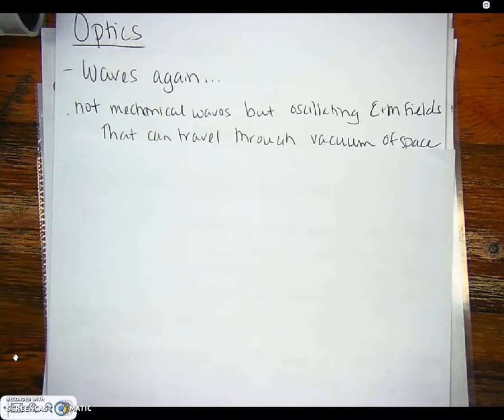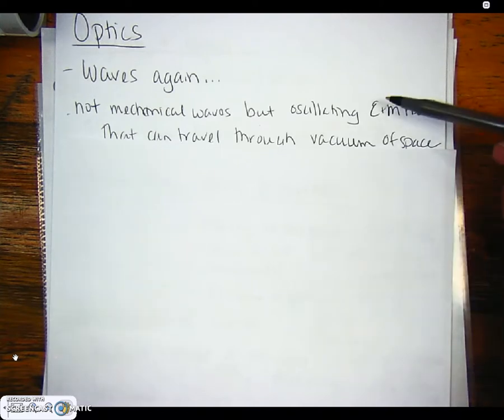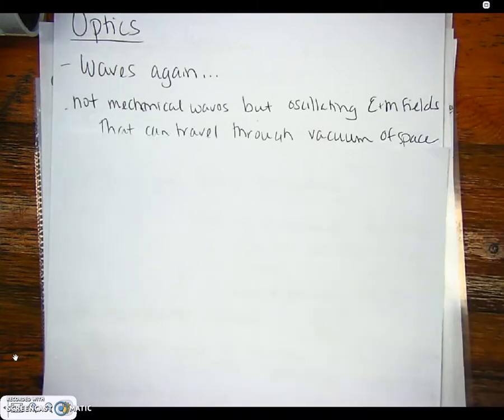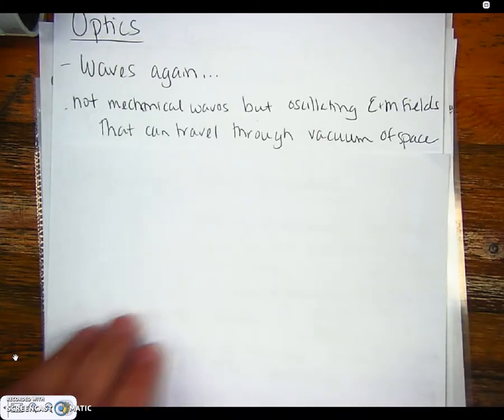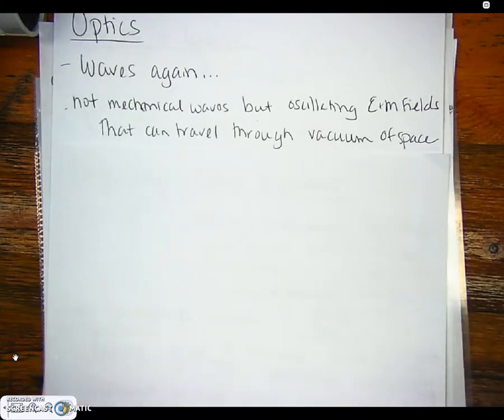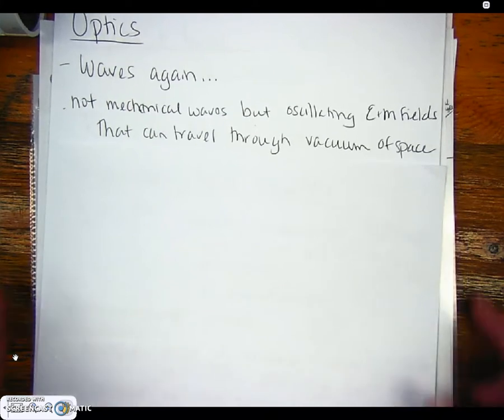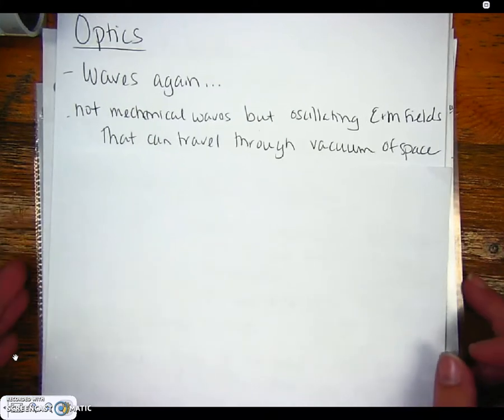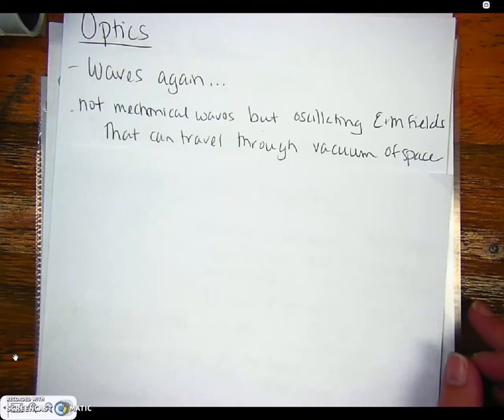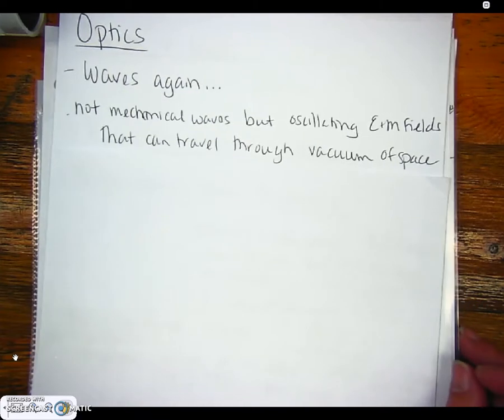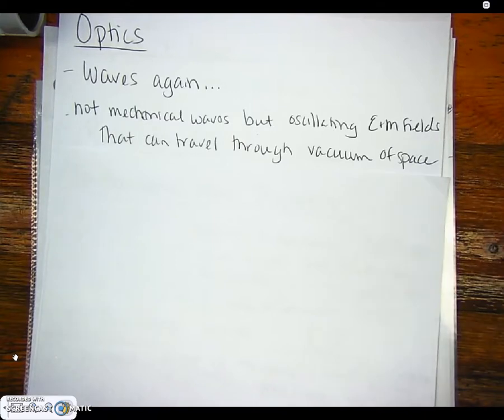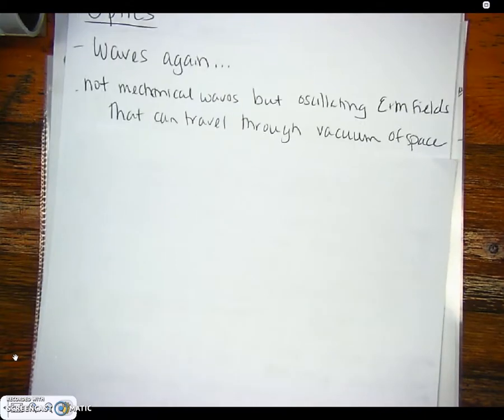What these electromagnetic waves are, are oscillating electric and magnetic fields. They do not need a medium to travel through, so they can travel through the vacuum of space. Quite often we're talking about visible light, but remember, anything on the electromagnetic spectrum, so if it's X-rays, UV, infrared, gamma rays, all of this is going to have exactly the same properties as the light waves.